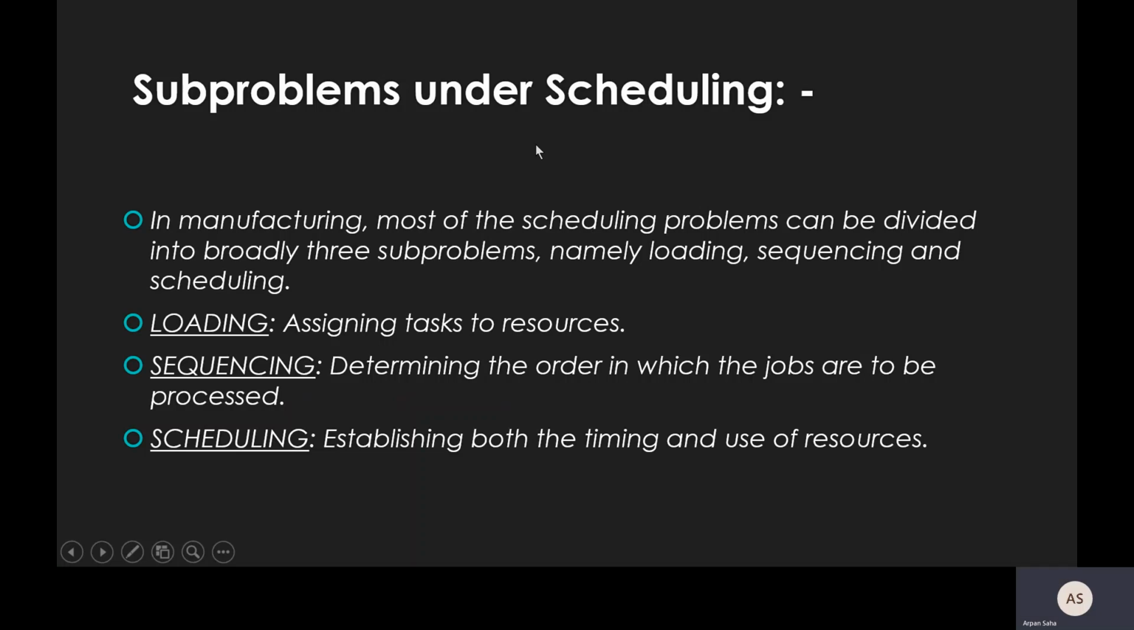If we see scheduling as a broad problem, then there are three sub-problems under the name scheduling. Those are loading, sequencing, and scheduling, when we are concerned with the manufacturing industry only. So what does loading mean? Loading means to assign tasks to resources, and sequencing is to determine the order in which the jobs are to be processed. And in general, scheduling means actually both. Scheduling captures both the idea of timing and utilization of resources.